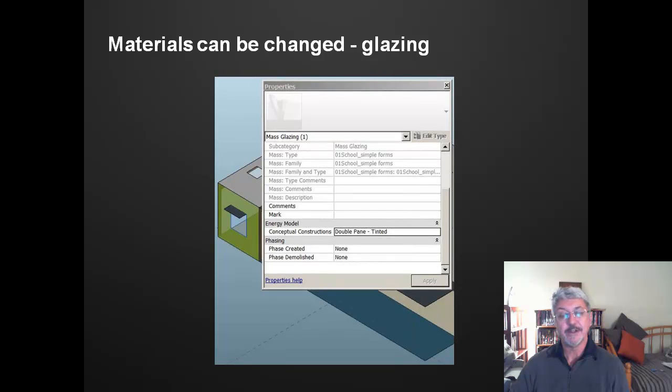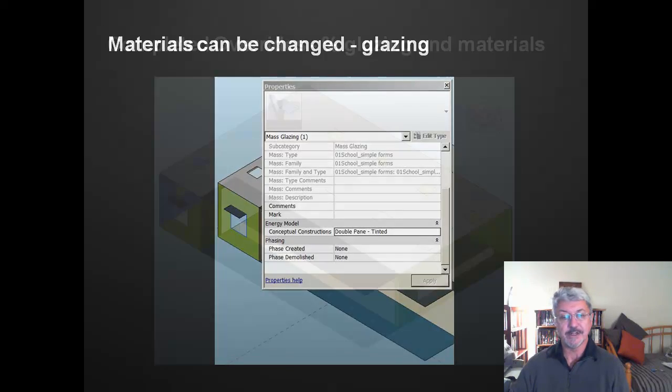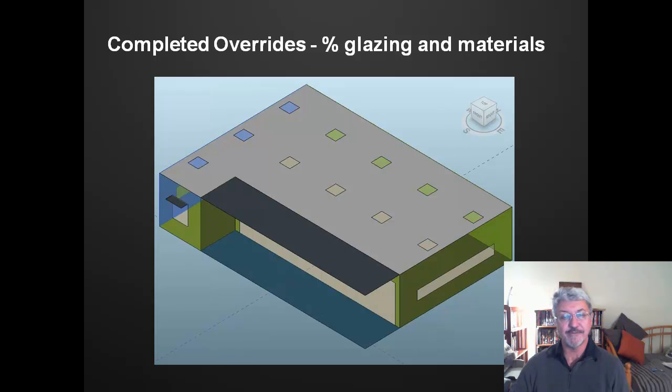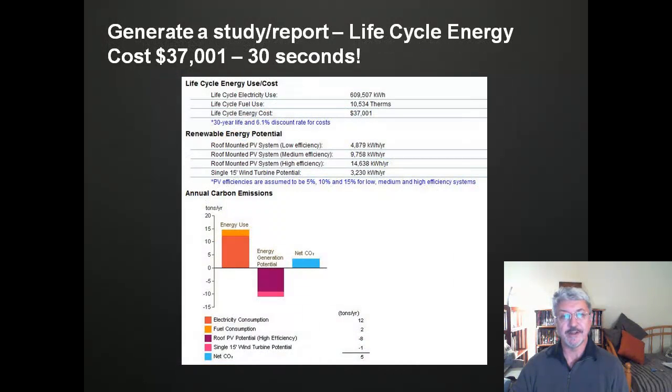You pick on that, use the drop down list and say I want this to be double pane tinted glass. So you're able to be quite specific about what you want. The illustration here shows how the percentages of glazing and the materials have been applied now to the building without me actually having to draw anything. When I run the report, it took about 30 seconds.